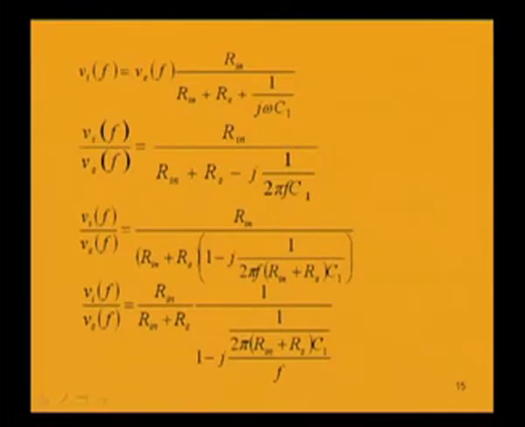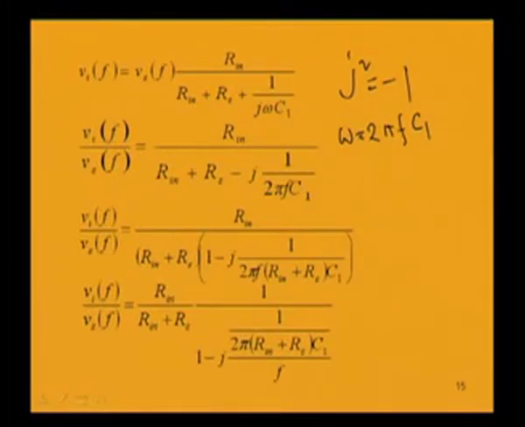rationalizing by multiplying numerator and denominator both by j, we get in the numerator j will come and in the denominator j square. We know j square is equal to minus 1. So minus j by omega C1, and again omega we know it is 2 pi f C1 for this circuit. Just replacing this, I get the expression of this ratio of Vi by Vs equal to Rin by Rin plus Rs minus j into 1 by 2 pi f C1, where f is the frequency at which we are operating the input signal.